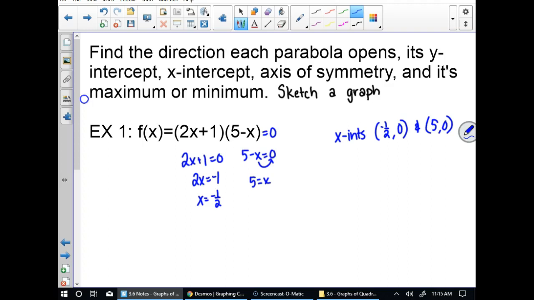Okay, questions? All right, if we know our x-intercepts, we can find our axis of symmetry, right? It's just the point halfway between. So if we've got negative 0.5 and 5, we add them together and divide by 2. That would be 4.5 divided by 2, which is going to give us half of 4 is 2, half of 0.5 is 0.25. So our axis of symmetry is x equals 2.25.